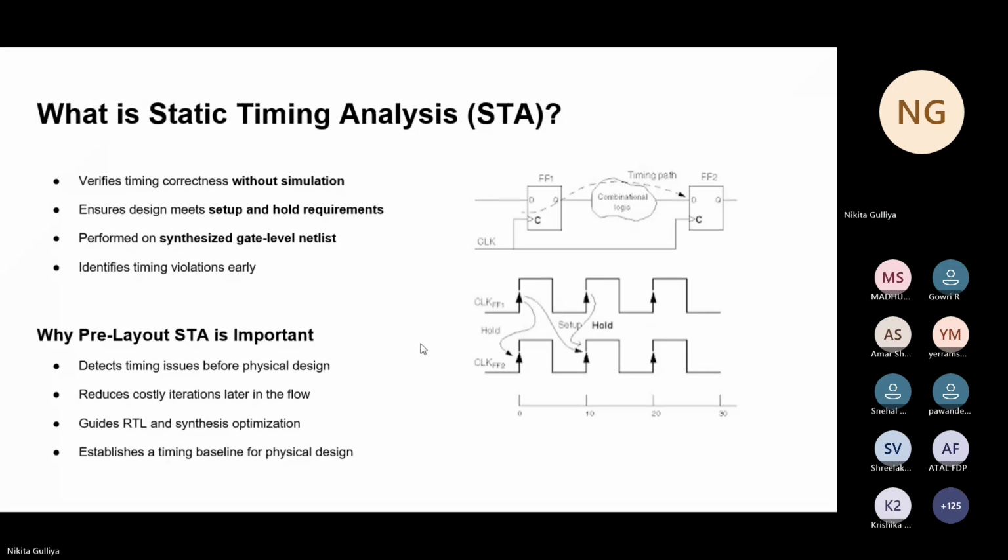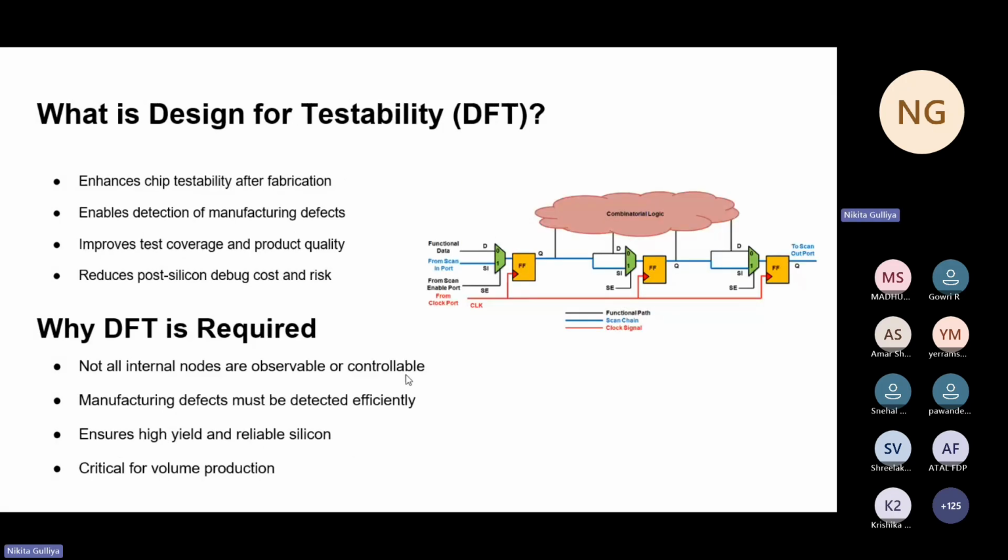And the next is DFT, the design for testability. A DFT improves the testability of a chip after fabrication. Since not all internal nodes are directly observable, DFT helps detect manufacturing defects, improve test coverage, and reduce post-silicon debug cost. A DFT is critical for high yield and volume production.